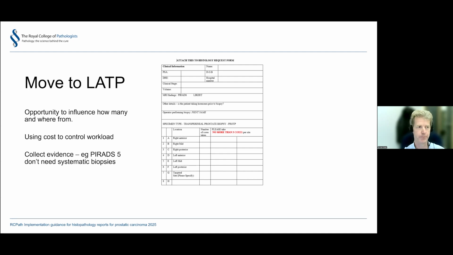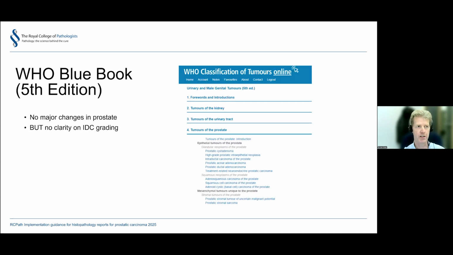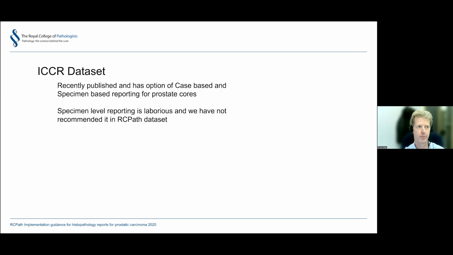The WHO Blue Book made minimal changes in prostate. It was mostly around the renal tumors and things like that, and it provided no real clarity on how to grade intraductal carcinoma due to the differences between GUPS and ISUP. It sort of fudged it a bit. So hopefully there'll be some more guidance on that coming soon.